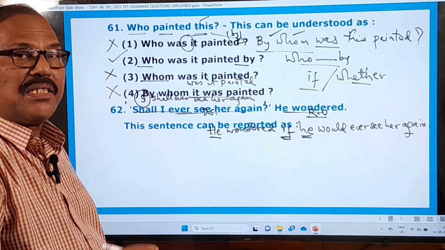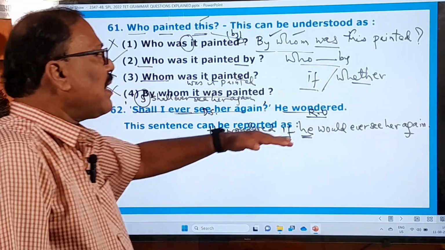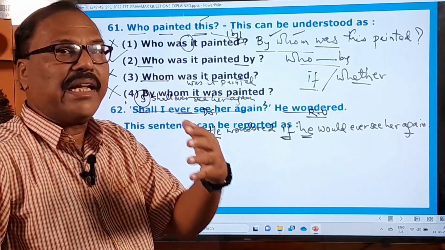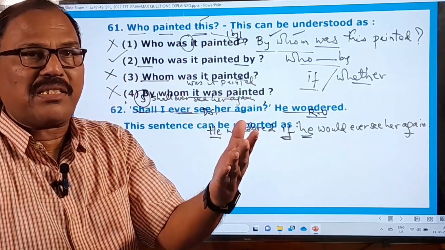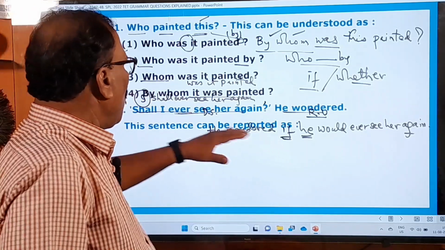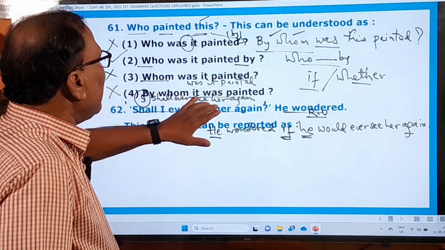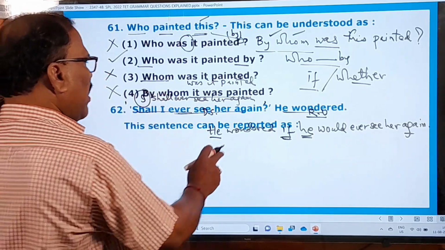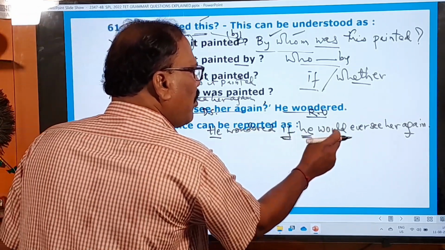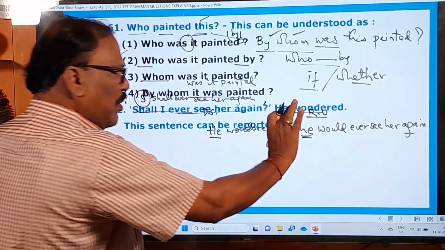The remaining sentence doesn't change, and if at all there are any words indicating nearness, they can be changed into words indicating distance. That much only. But here there is no word indicating nearness, therefore we need not change any word. So here, he wondered if he would ever see her again. That would be the right one.